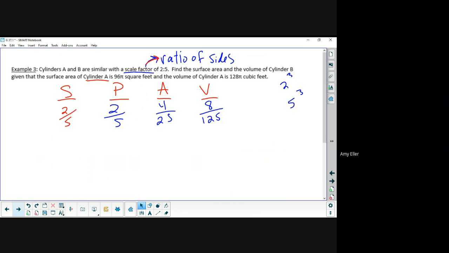All right, so step 1 is fill in the ratio you know, 2/5. Step 2, fill in the other ones. Now it's time to actually answer the question. First thing they ask us is, find the surface area of cylinder B. Since they're asking us about surface area, we need to pick the area ratio. So go ahead, rewrite the area ratio.